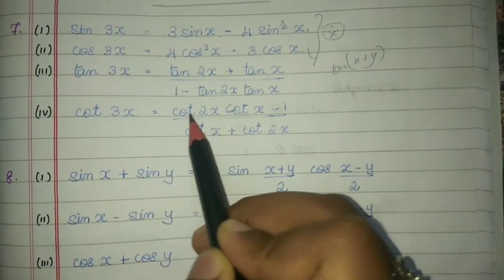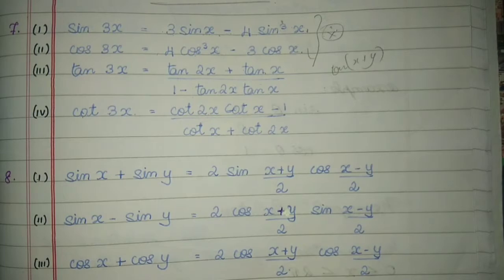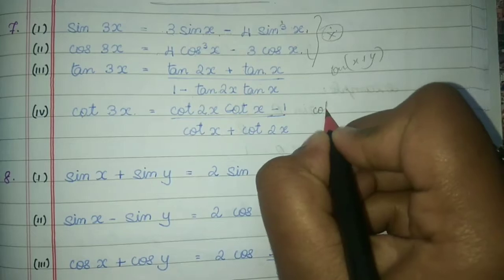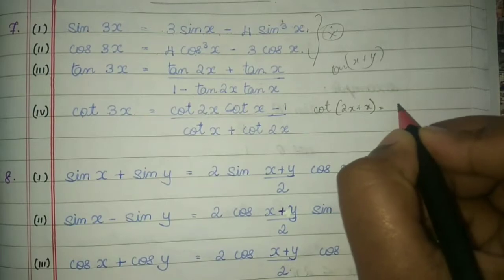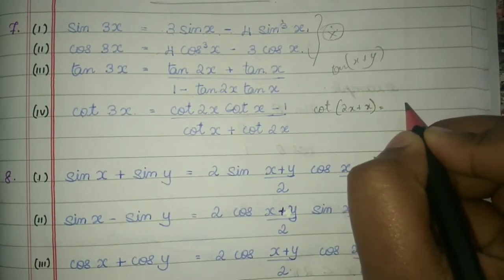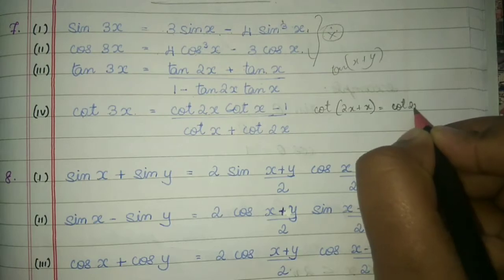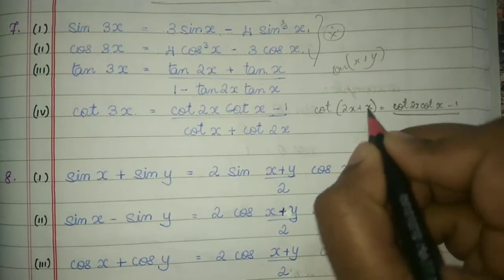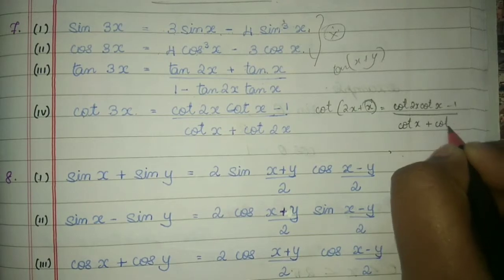Next, for cot 3x. Cot 3x is equal to cot 2x cot x minus 1 divided by cot x plus cot 2x. Since we didn't deal with cot 2x, let me do this for you. Let me take my x as 2x and y as x. What was my formula? Cot x into cot y minus 1 divided by cot y plus cot x. So I will have cot 2x into cot x minus 1 divided by, what is my cot y here? Its value is x here. So cot x plus cot 2x.